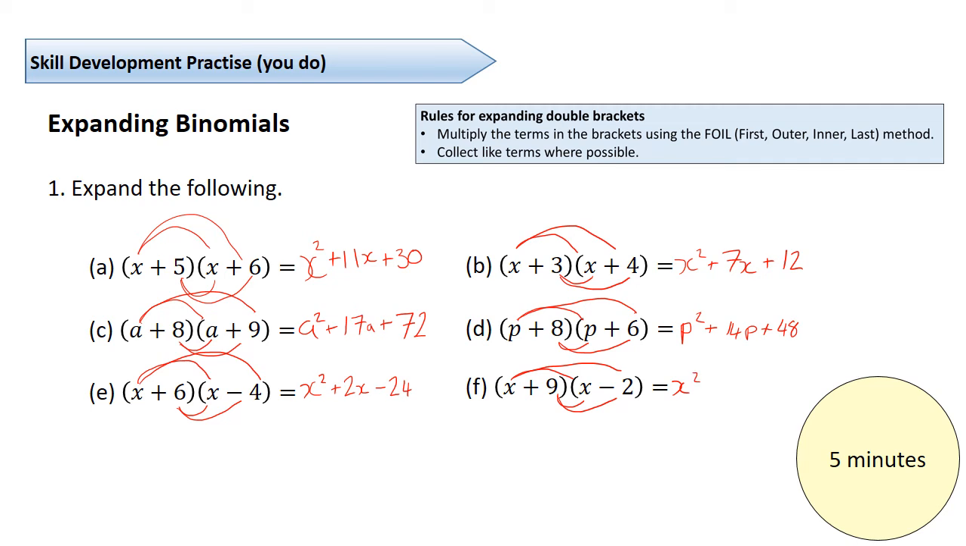X squared, and I'll have negative 2x plus 9x, so I should still have 7x's there. 9 times negative 2, so I have a positive and a negative. My answer should be negative. 9 times 2 is 18. Hopefully that looks good. Okay, go back, have a check.